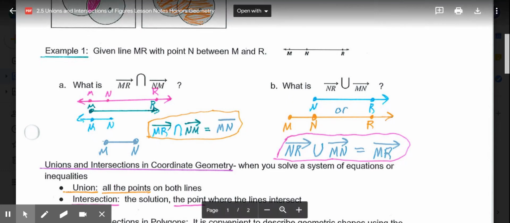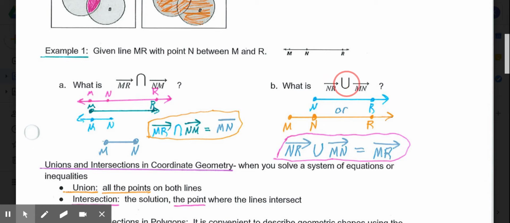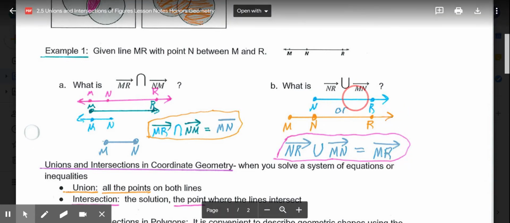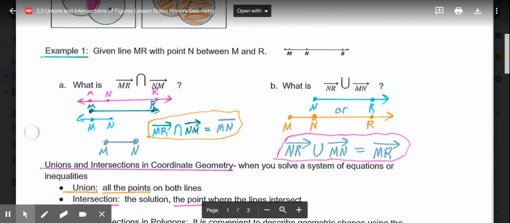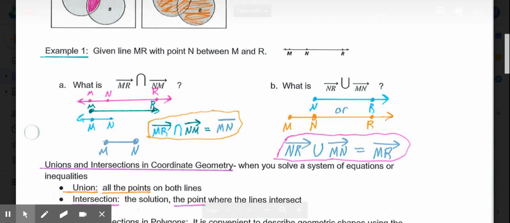In B, we're looking at a union, the union of ray NR and ray MN. Our union is what's on one or the other or both. First we would think about ray NR, starting at N, going to R forever, and our other ray, MN, which would start at M, going toward N forever, which would continue to R and forever. So what points are on this first piece, second piece, or both? The union of ray NR and ray MN would be ray MR, because our ray from M to R would contain all the data that's on one or the other or both.